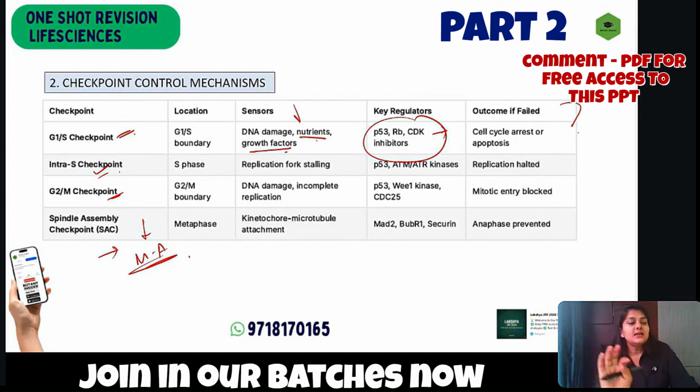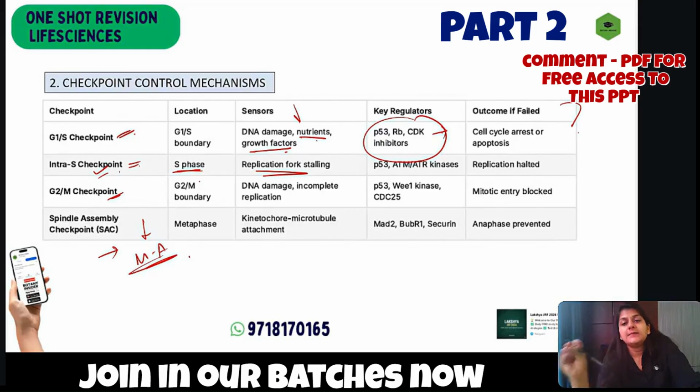That is, if the repair is possible, the arrest would be there, repair would be done, and the cell would jump back. If not, the cell will undergo the programmed cell death, or apoptosis. Then you have the intra-S checkpoint. So this is your S phase. In this, the replication fork gets stalled.